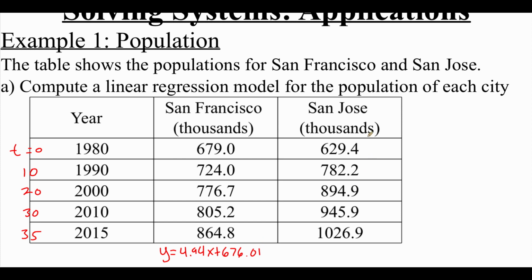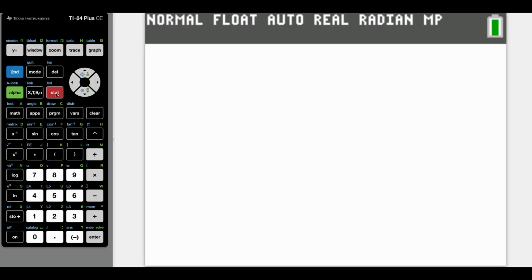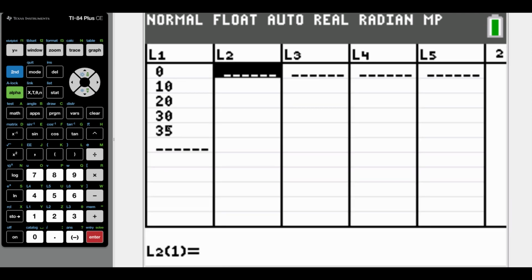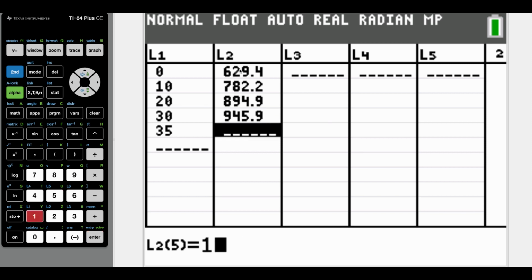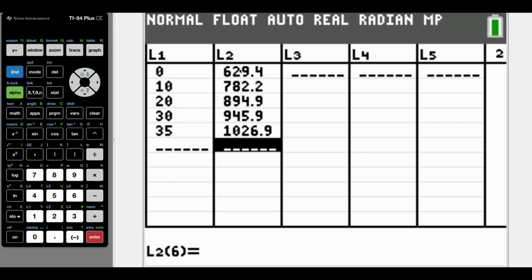And then I'm going to go back to my calculator, and I'm going to do the same thing except using San Jose's data. So back to my calculator, I'm going to hit Stat and Edit. I left the years in there, but I'm going to enter in my new populations because now we're looking at the city of San Jose. So I've got those populations typed in.